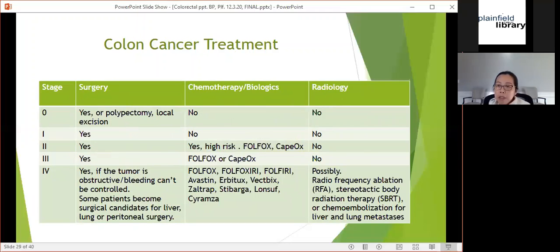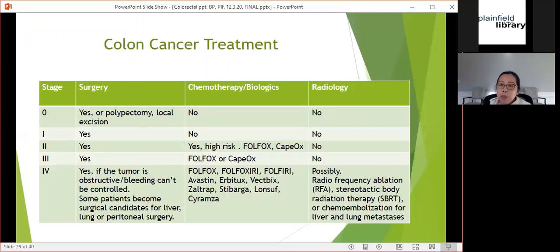Now I'm going to briefly introduce colon cancer treatment. This is a general principle. Of course, everyone's condition is different, and we offer personalized treatment according to the patient's unique condition. In general, stage 0 to stage 3 disease needs surgical resection. Radiation is not indicated. A stage 0 patient can also be treated with a polypectomy or local excision in certain conditions.